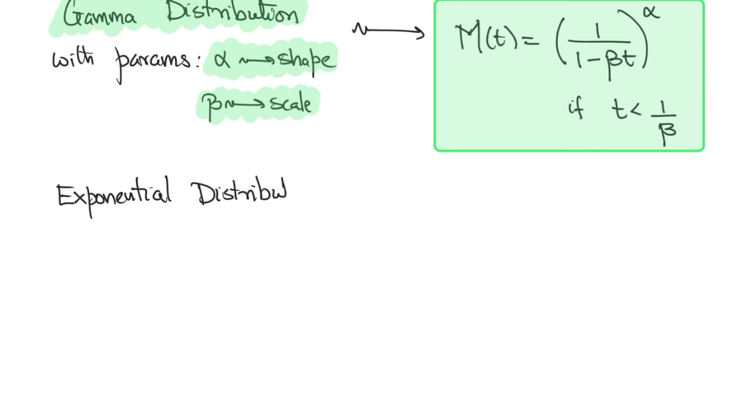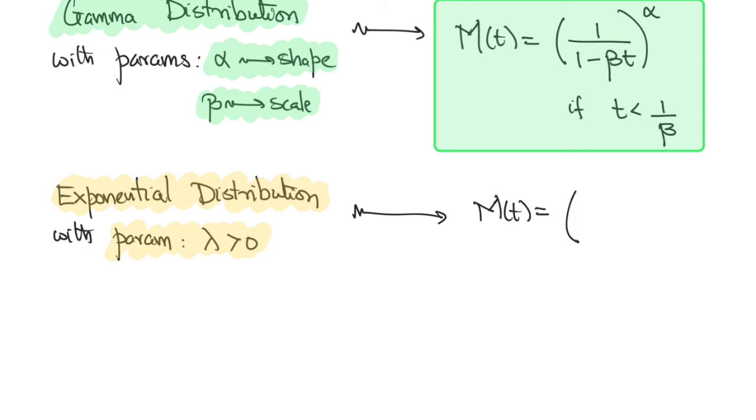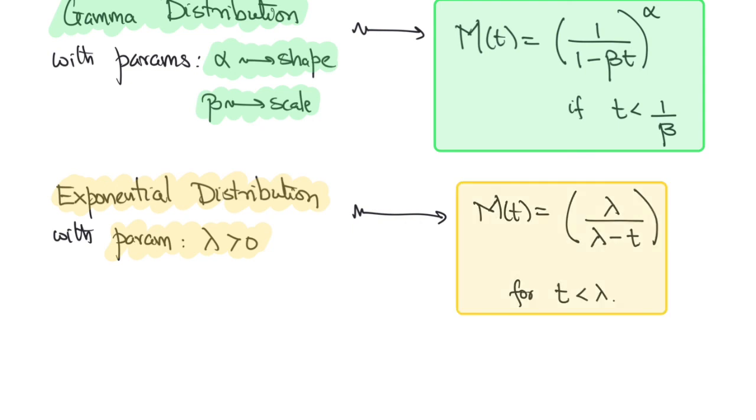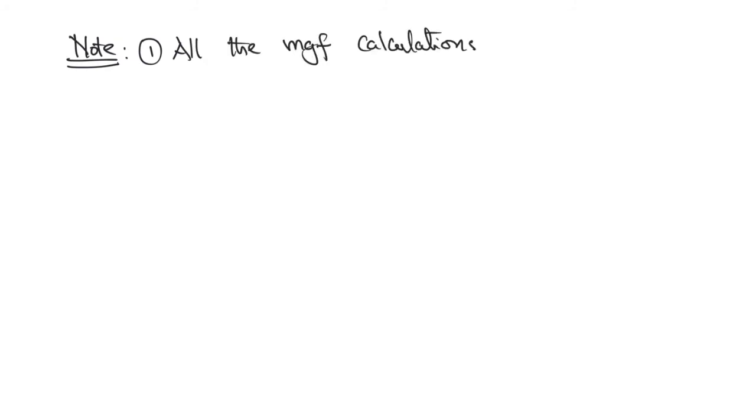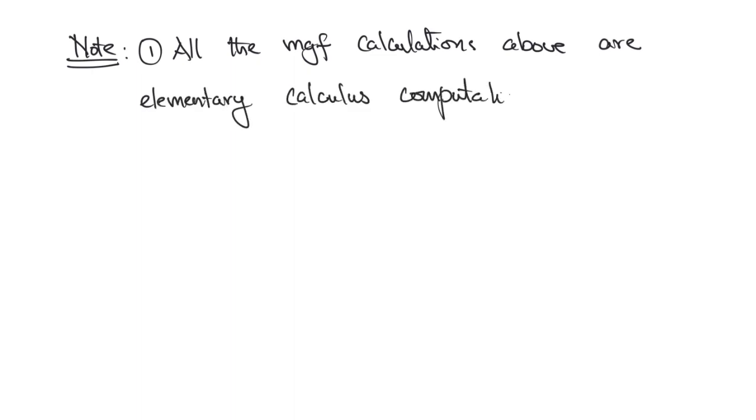A special case of the gamma distribution is the exponential distribution with parameter lambda greater than 0, and this has the moment generating function given by lambda divided by (lambda minus t), which is valid for values of t strictly less than lambda. Note that all of these calculations for moment generating functions that we have mentioned above are quite elementary. They involve basic integral calculations.